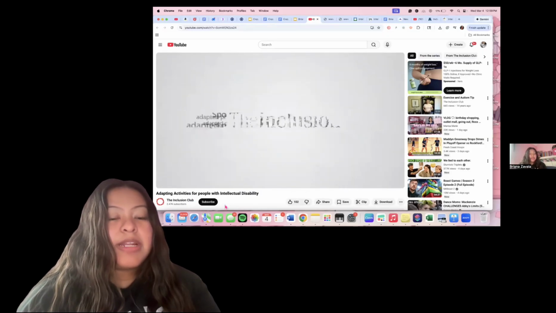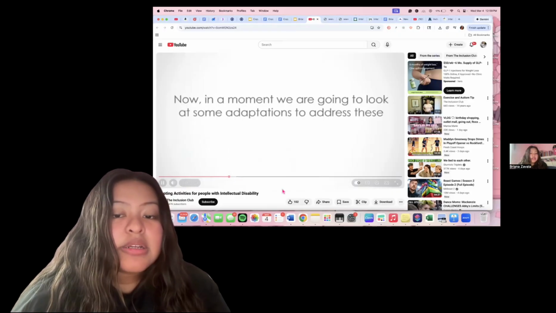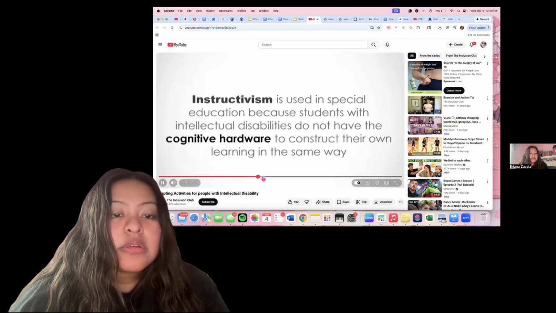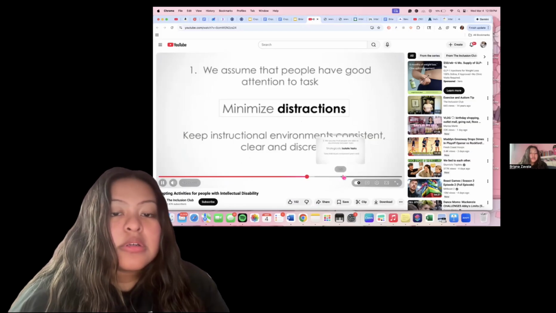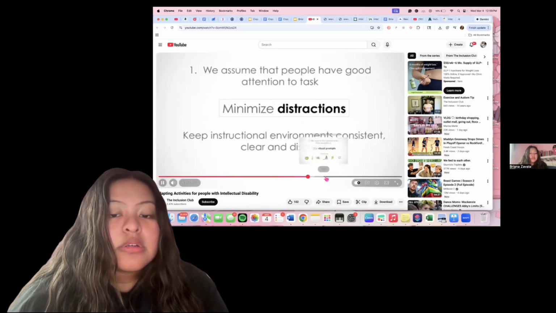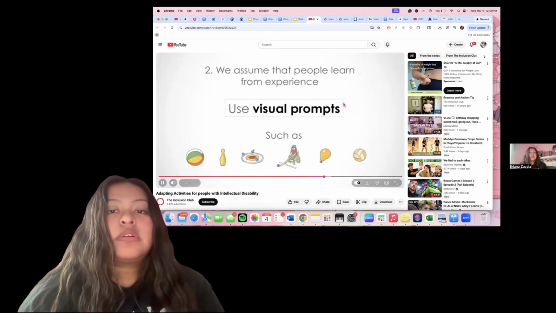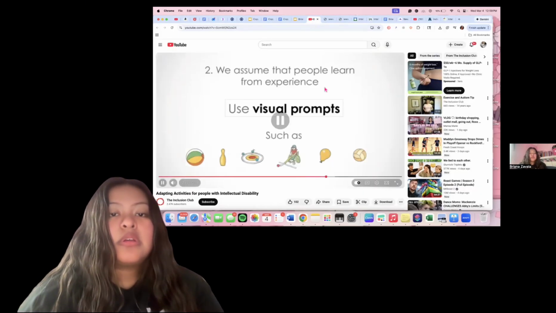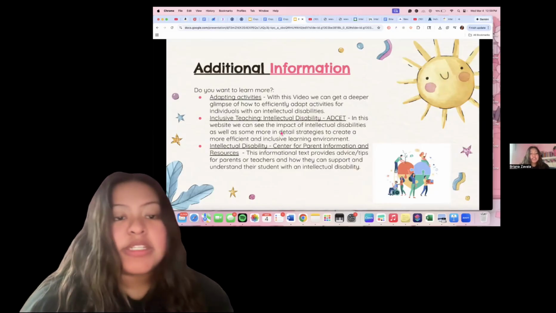The introduction. It's made by the Inclusion Club. And to look at And some adaptations to address these assumptions. But first, let's just consider a bit of teaching theory. Now, just a bit cognitive hardware to construct their own learning discrete. Over time, try to keep the instructional place the same in terms of how they are the laws to depict what's going to happen. Now, these can be simple symbols or images, and this sort of technique is used widely in special education. has great tips on how to adapt activities.